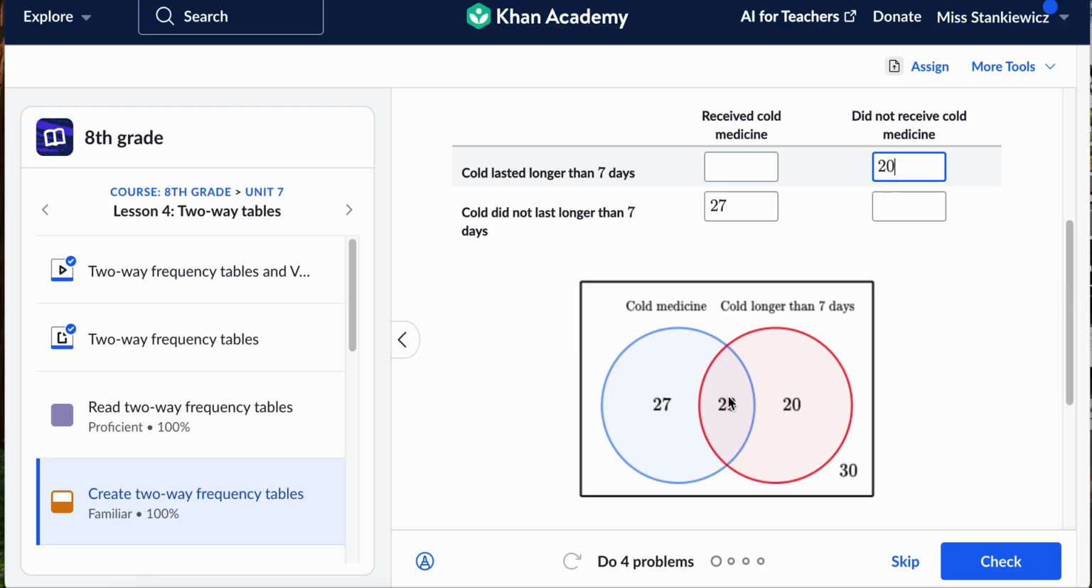This one is in the middle. They got the cold medicine and their cold was longer than 7 days. Cold medicine, longer than 7 days. And then this number out here is not related to either. No cold medicine, not longer than 7 days.